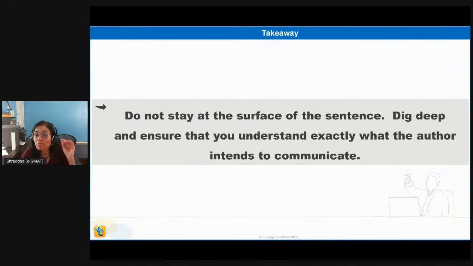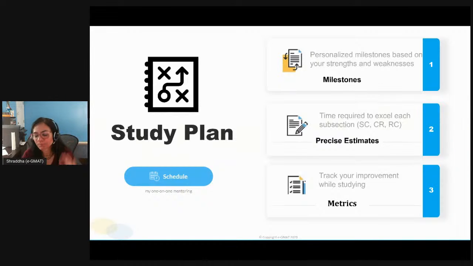Okay, so meaning is the key to ace GMAT SC. Meaning is the key to ace GMAT SC, the logic that trumps everything.